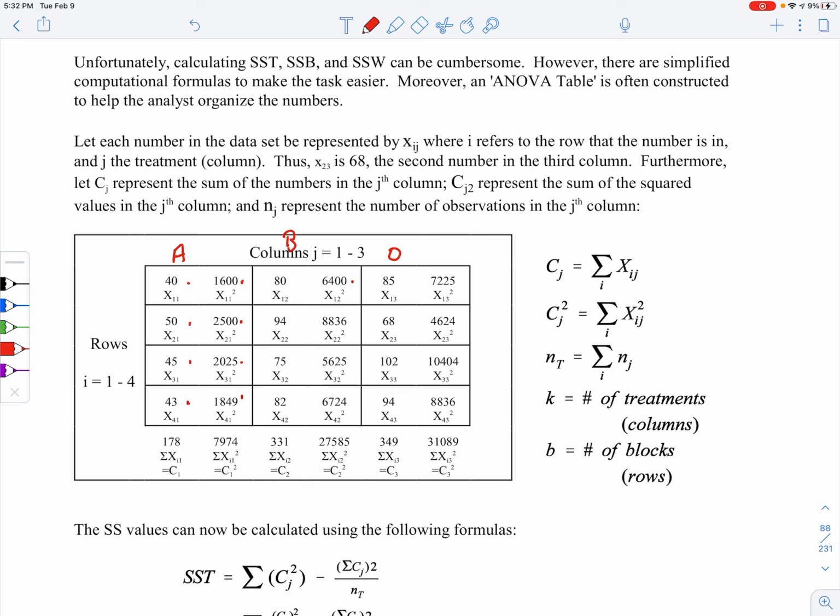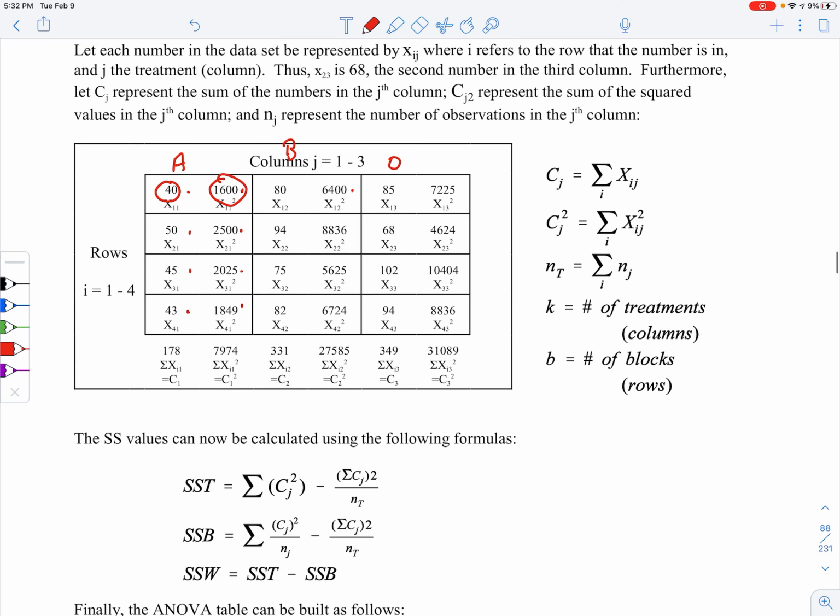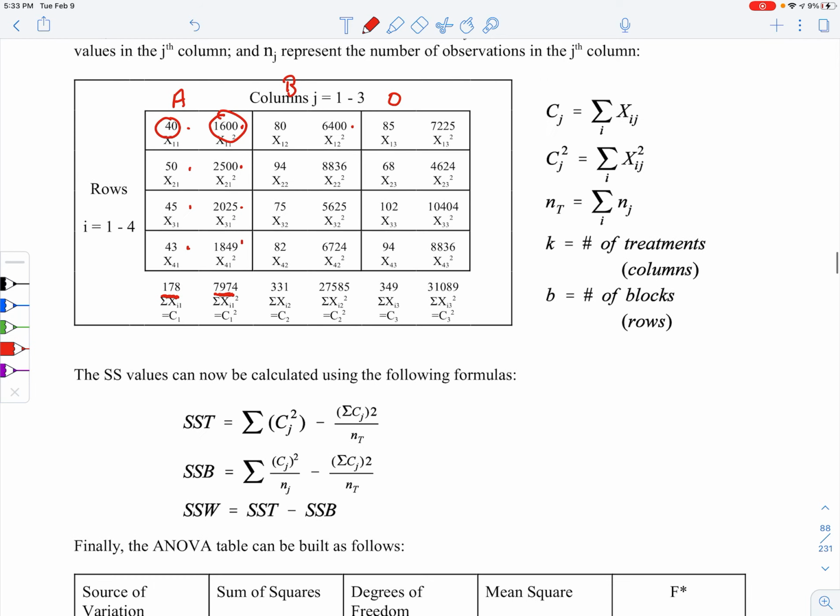So what we've got here is the number 40 and then its square, which is 1600, and we do that for every number here. And so what we end up with is the sum of the original numbers and then the sum of the squared numbers down here for each column or each treatment. Remember, the columns are called treatments here. And then we're going to use some formulas down here.